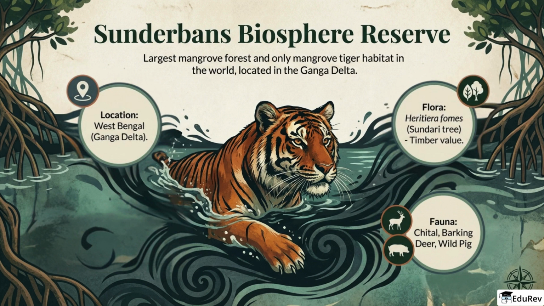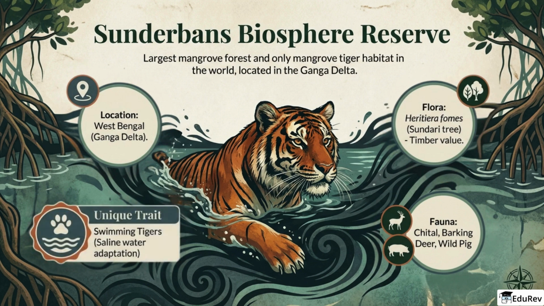And then comes the unique trait you should never forget: swimming tigers. That is linked to saline water adaptation. This is where geography and biology combine beautifully. Mangrove terrain shapes the behavior of the animal itself.